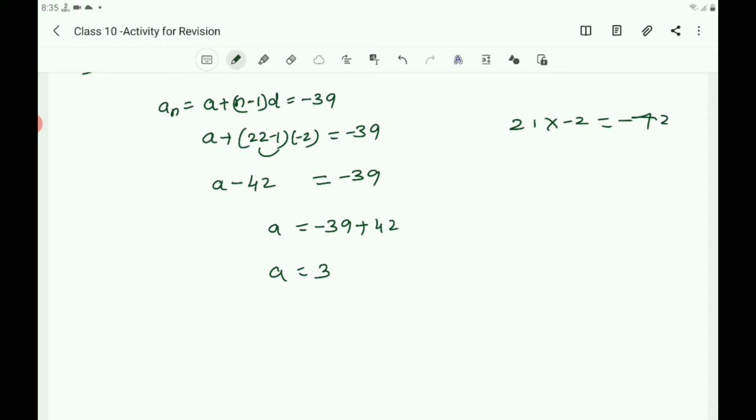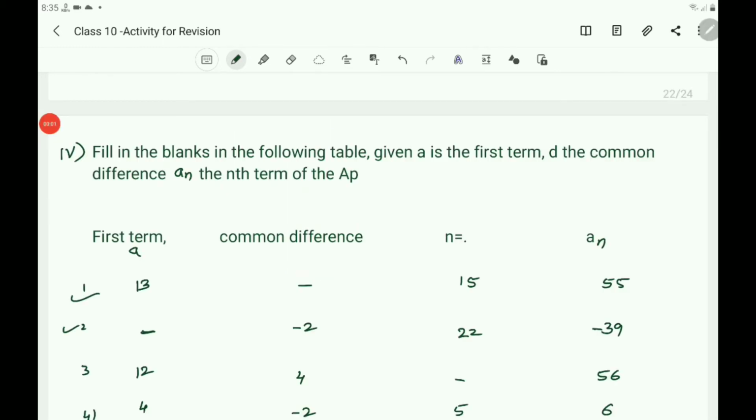So you got the value of a. In the first question, the common difference is 3. Here you write 3. In the second question, the first term is also 3. You got the numbers for the blanks. In the first question, the common difference you got. In the second question, a was not given, so you got it.